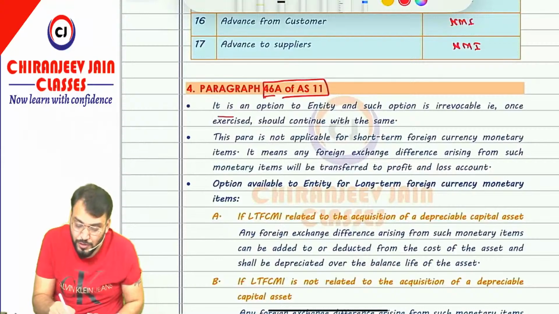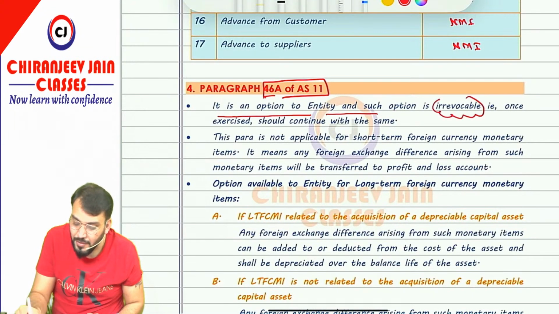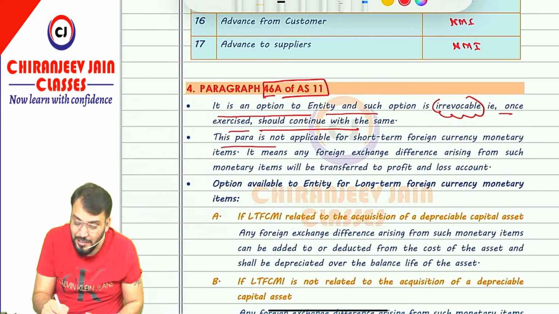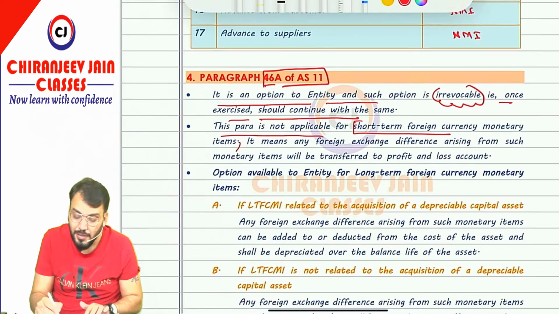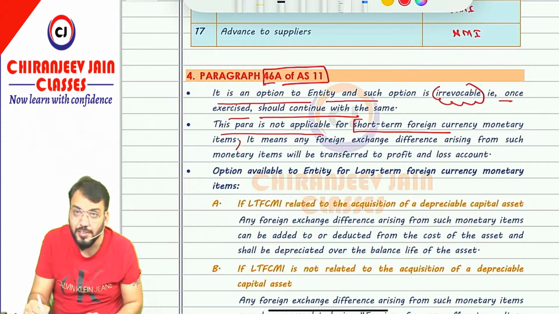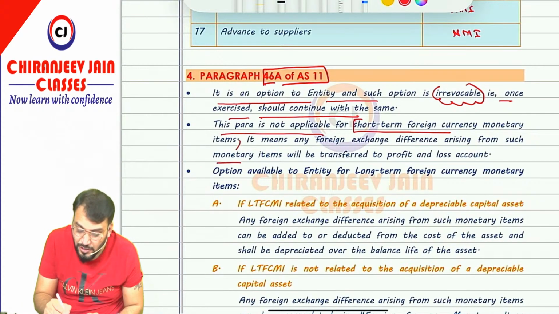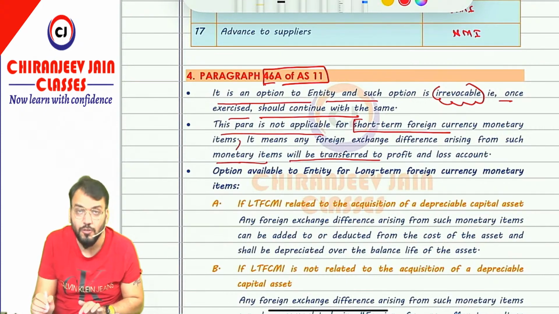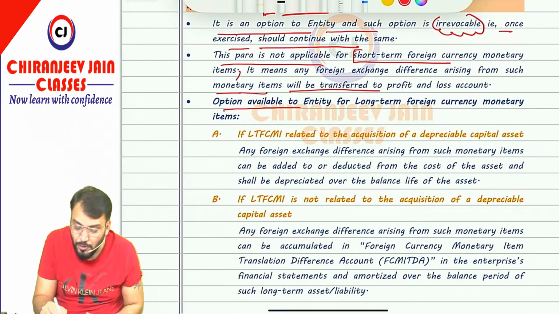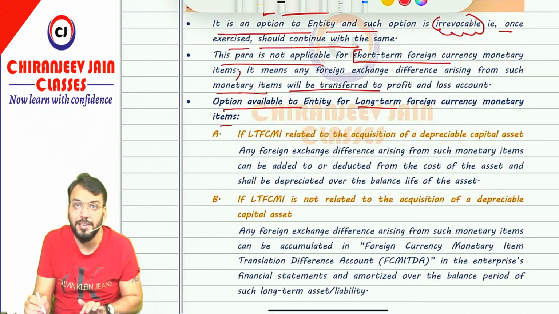So it is an option to the entity, and such option is irrevocable. That is, once exercised, it should continue with the same. This para is not applicable for short-term foreign currency monetary items. It means any foreign exchange difference arising from such monetary items, means short-term foreign currency monetary items, will be transferred to the PL account only. The option is available to the entity for long-term foreign currency monetary items.